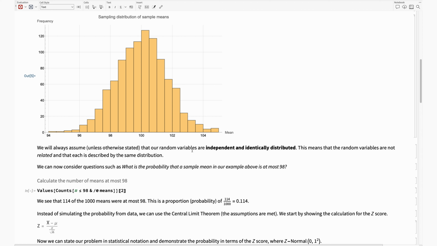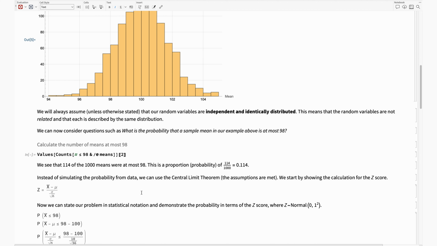Now, that means we can now consider questions such as the following. What is the probability that a sample mean in our example above is at most 98? Now, because we've simulated these 1000 means, we can just look at how many of those 1000 were at most 98. So there were 98 and less.